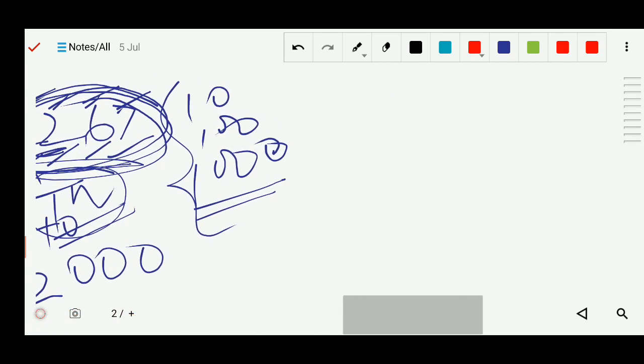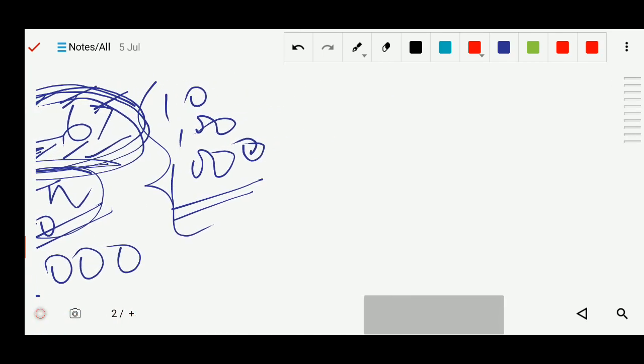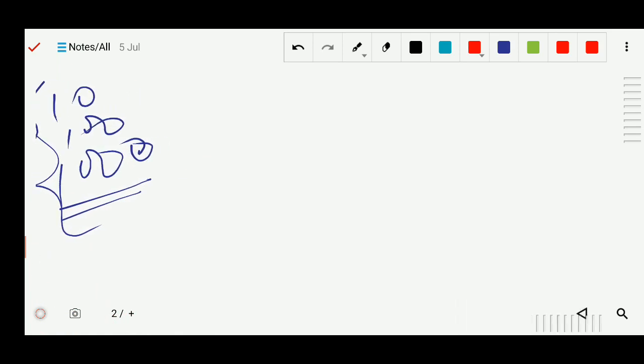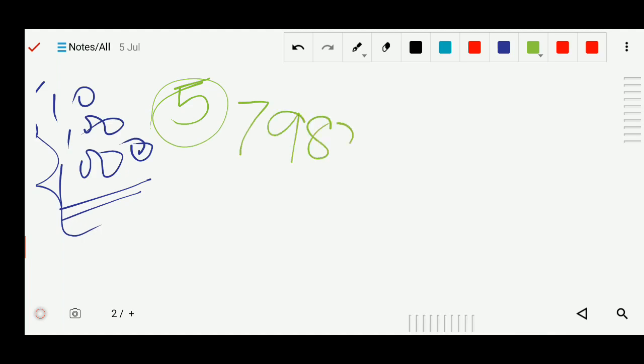Number 7, exercise 1G. Number 5, we will solve number 5. The question is 7982 divided by 789. What you will do? You have to round up. So how you will do?